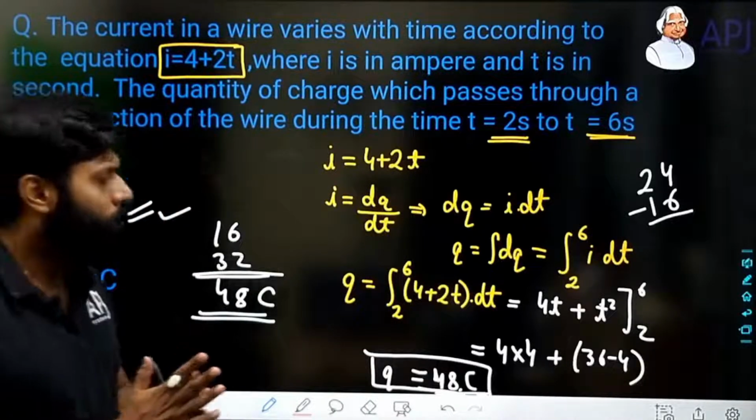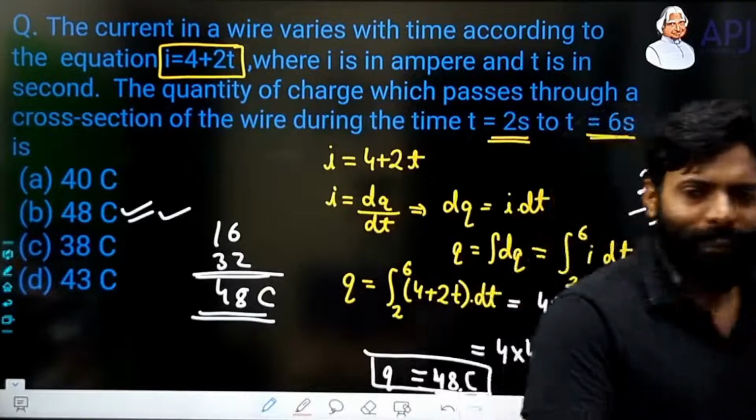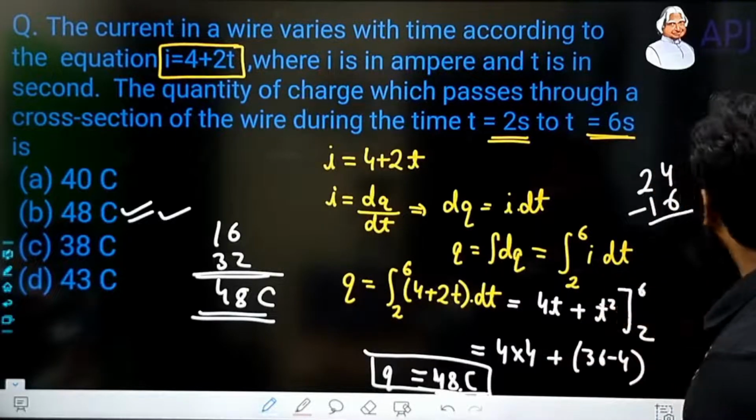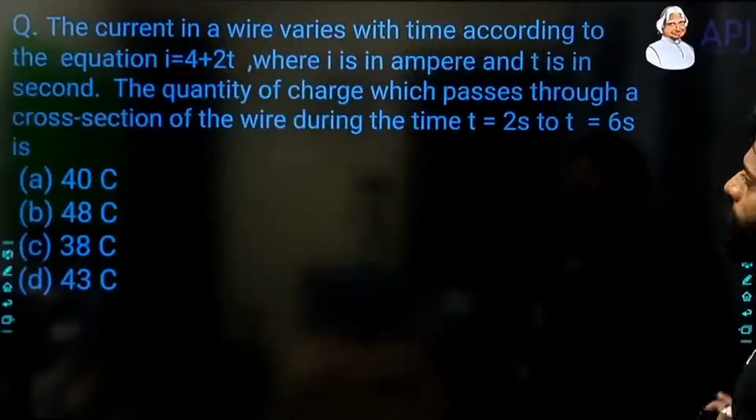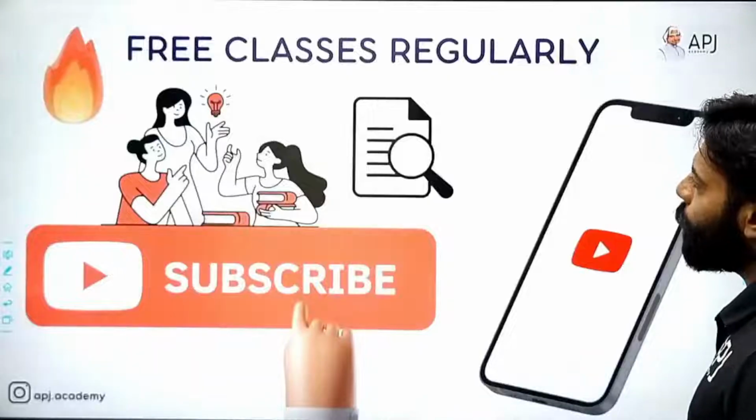Yes, please do let me know if everything is fine so we can move forward. I is equals to 4 plus 2t. Now we are moving forward.